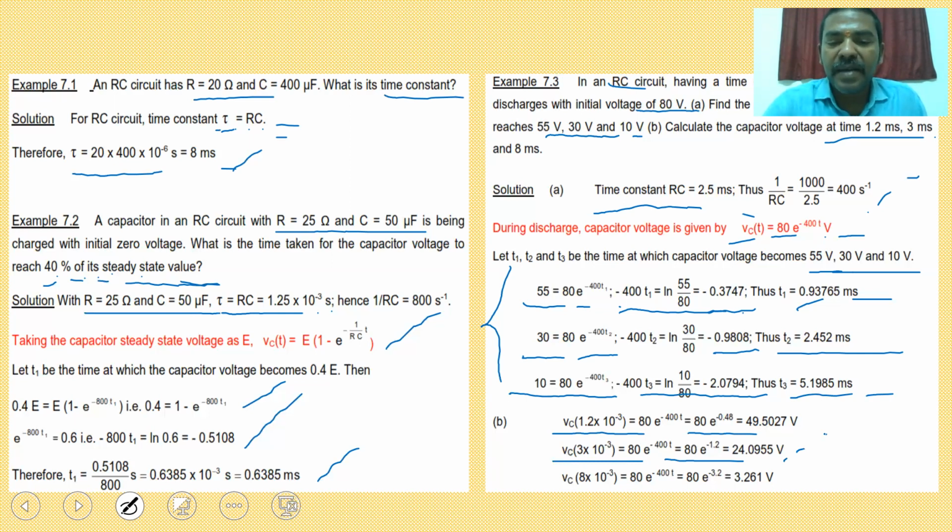Then substitute 8 milliseconds as the T value. So the voltage drop across the capacitor at 8 milliseconds is equal to 80 into e power minus 400 into 8 into 10 power minus 3. So that is equal to 80 into e power minus 3.2, which is 3.261 volts. Like this, you have to calculate the different voltage drops across the capacitor with respect to the different times: 1.2 milliseconds, 3 milliseconds and 8 milliseconds. Do all of you understand?